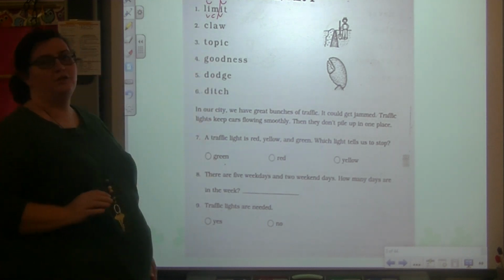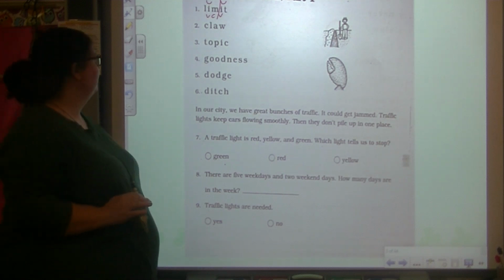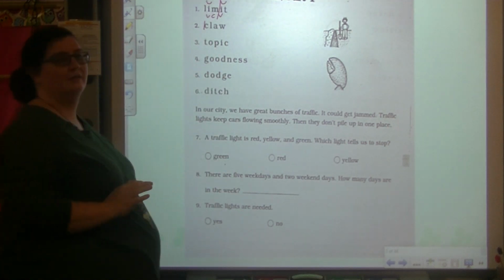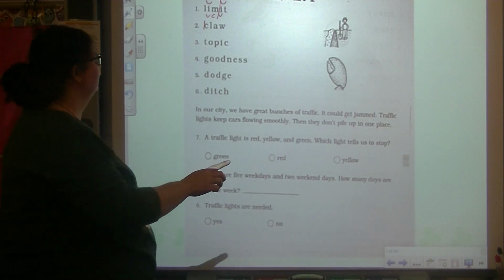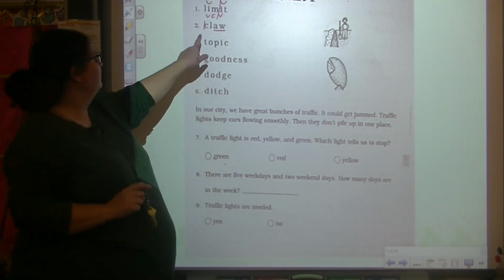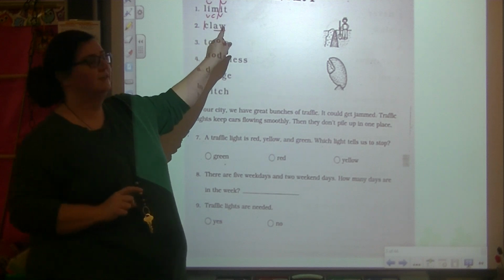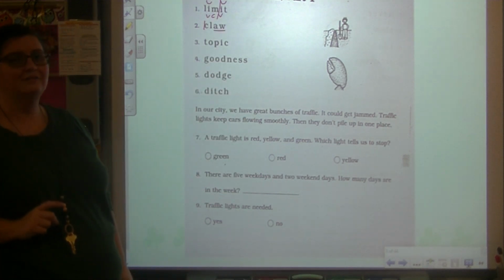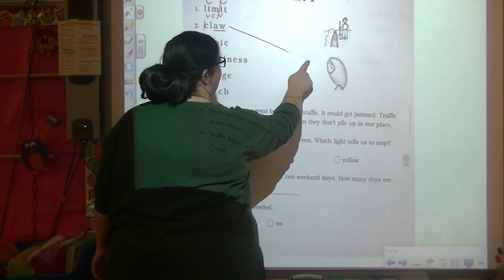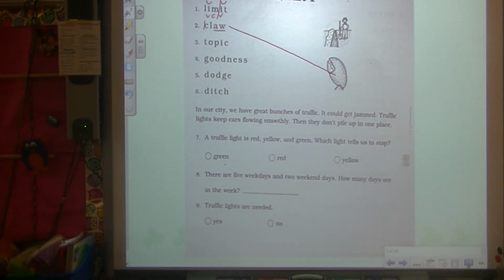All right, number 2. What do we have? We need a K back on the C. What else? A W. Now let's sound it out. Claw. What word? Claw. We have a picture of what? What is this? It's a lobster claw. That's right, it's this claw that he uses to pick things up with.